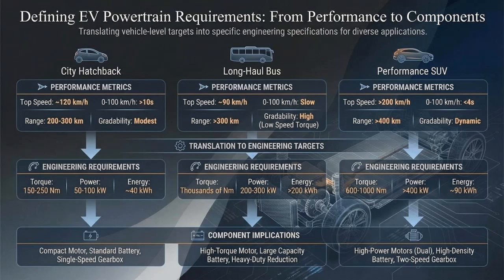This approach takes real-world needs like top speed, acceleration, climbing ability, and driving range, and turns them into actual torque, power, and energy numbers. That way, we can see that a small city car, a long-distance bus, and a high-performance SUV all need very different components, even before we start looking through the parts catalog.